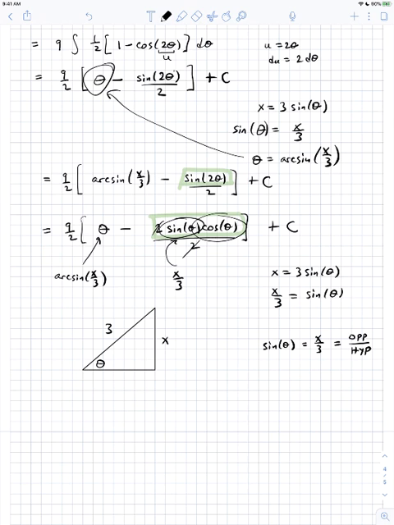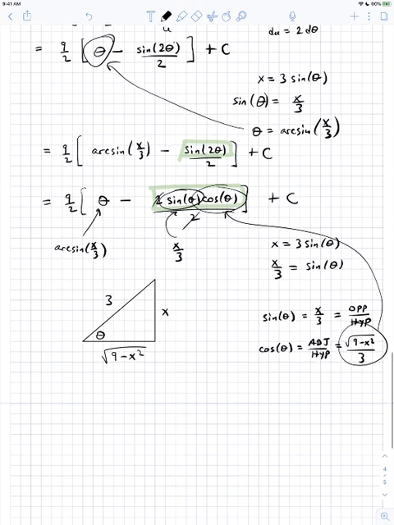Well, by the Pythagorean theorem, this is the square root of 9 minus x squared, because we know that a squared plus b squared has to equal c squared, which is 9. So cosine of theta is adjacent over hypotenuse. But the adjacent side is the square root of 9 minus x squared, and the hypotenuse is 3. So that's our cosine theta, and that can go right up there.